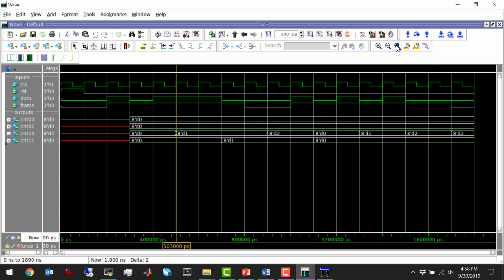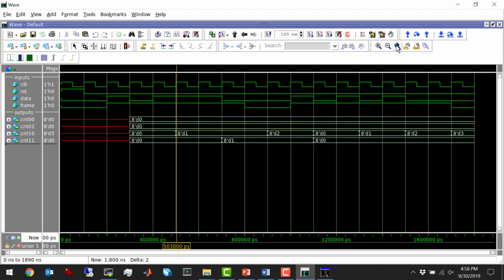The do file didn't originally have the reset in it, and once I added the reset, it made it run a little longer than I originally had it set up for. So there's our clock. There's the reset pulse that happens at the beginning. There's the data inputs and the frame inputs. You can see the two frames. There's one packet. There's another packet.